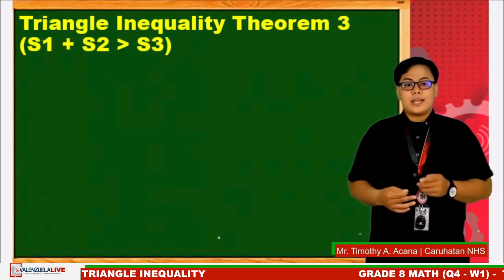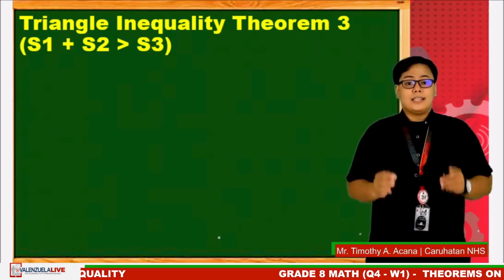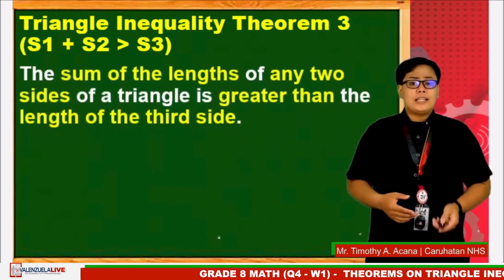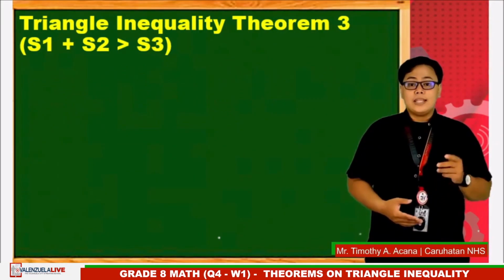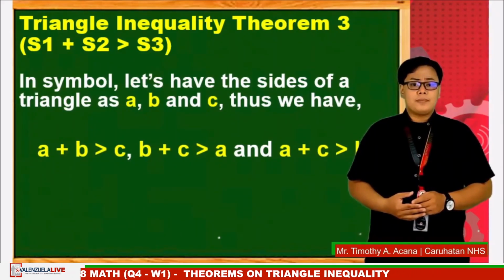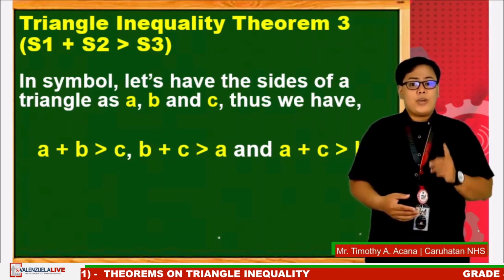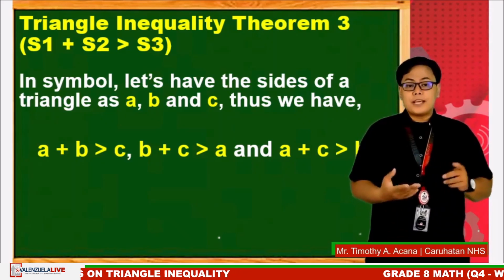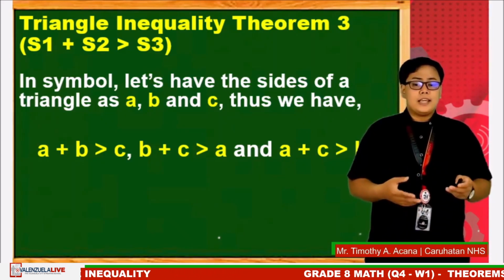Next, we have the triangle inequality theorem number 3. It says that the sum of the lengths of any two sides of a triangle is greater than the length of the third side. In symbol, let's have the sides of triangle ABC as A, B, and C. Thus, we have A plus B is greater than C, B plus C is greater than A, and A plus C is greater than B.